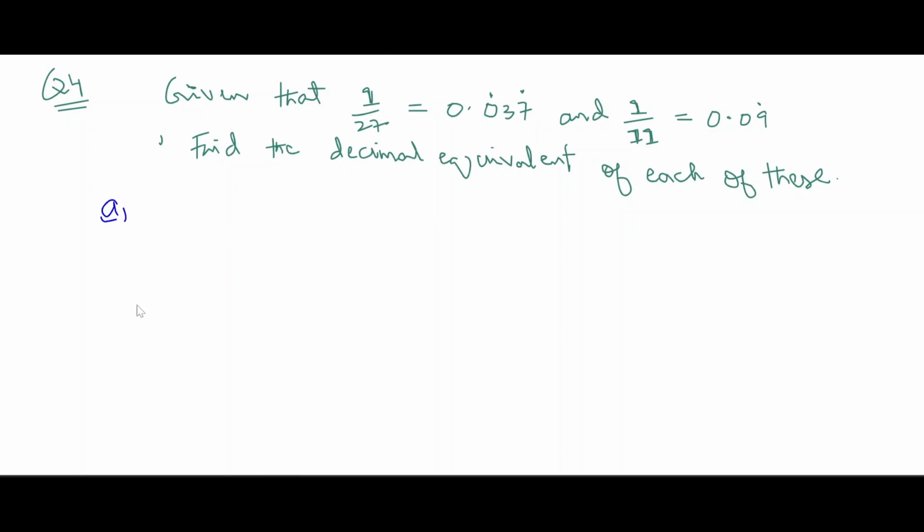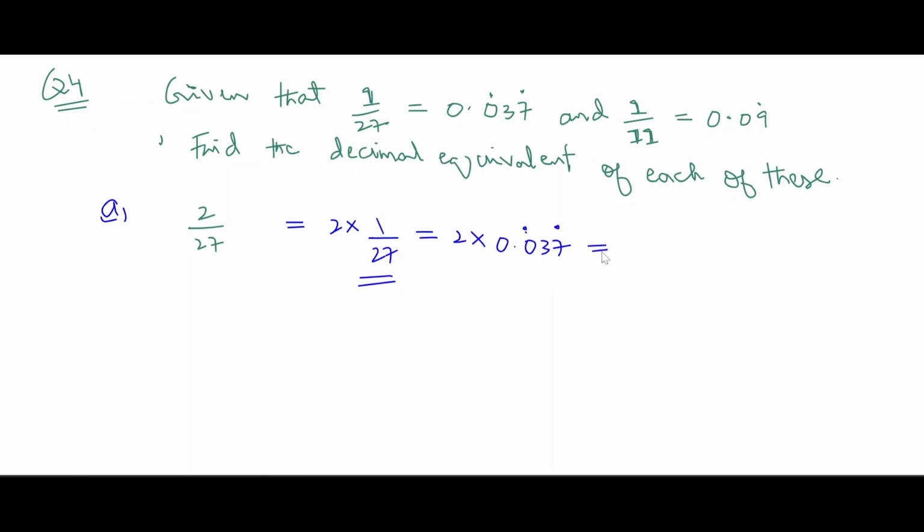It's 2 by 27. The divisor is 27 and the dividend is 2. You can write it like this: 2 into 1 by 27, and 2 into 0.0. Now we are replacing 1 by 27 with 0.037, with a dot on top of the 37.